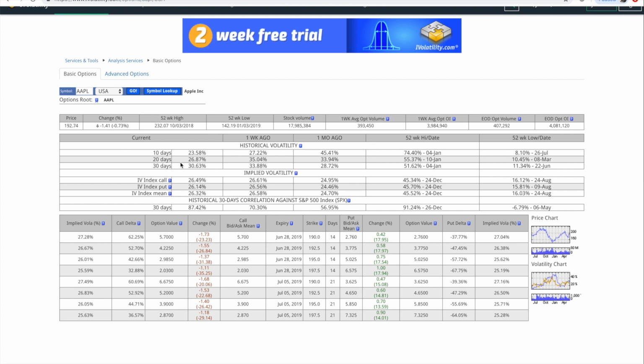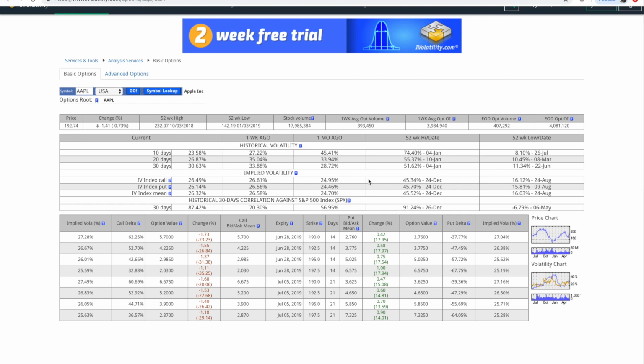The first thing you want to look at is the current implied volatility of Apple. So you have the index calls and the index puts. At the money, index calls are 26.49% volatility and index puts are at 26.14% volatility. The mean between those two is 26.32. So Apple has a 26.32% volatility reading at the moment.